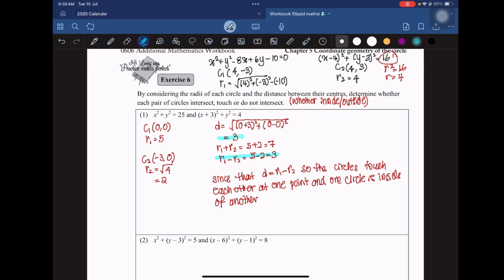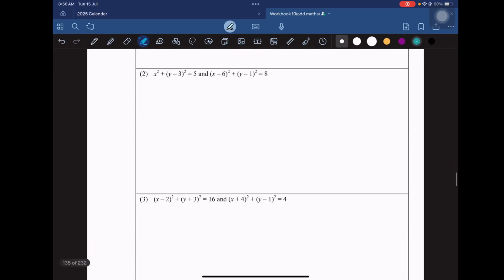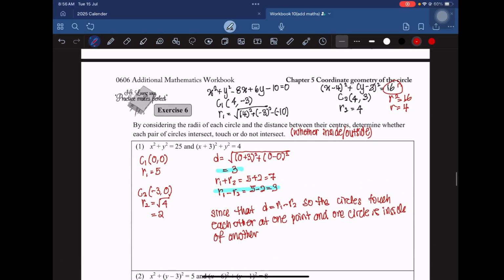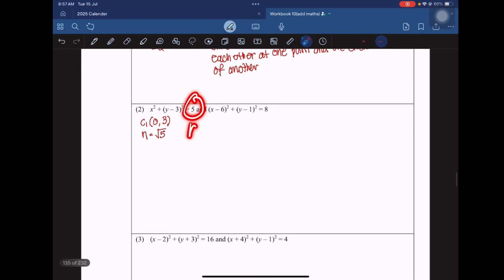Okay, can? Right. Maybe I show you one more question. Let's say question 2. Now let's do question 2. It's also the original circle formula. So this is x squared plus y minus 3 squared equals 5. So the C1 is 0 and 3, and your R1 is the square root of 5 only, because it's the general formula. So this 5 is the r squared.